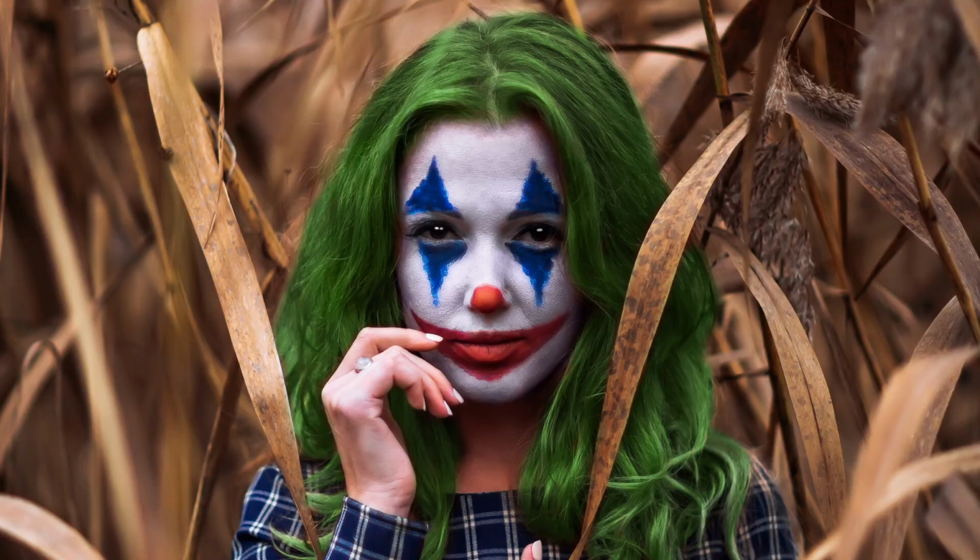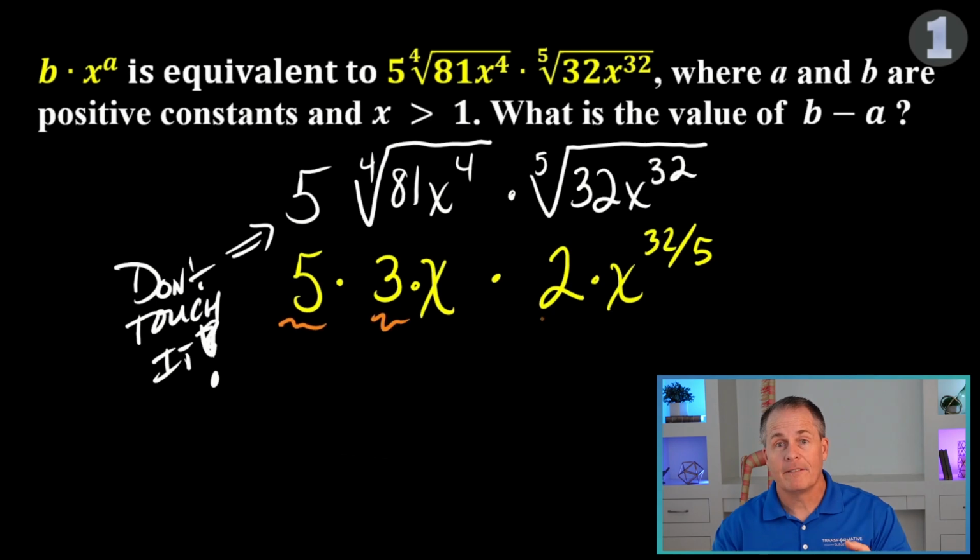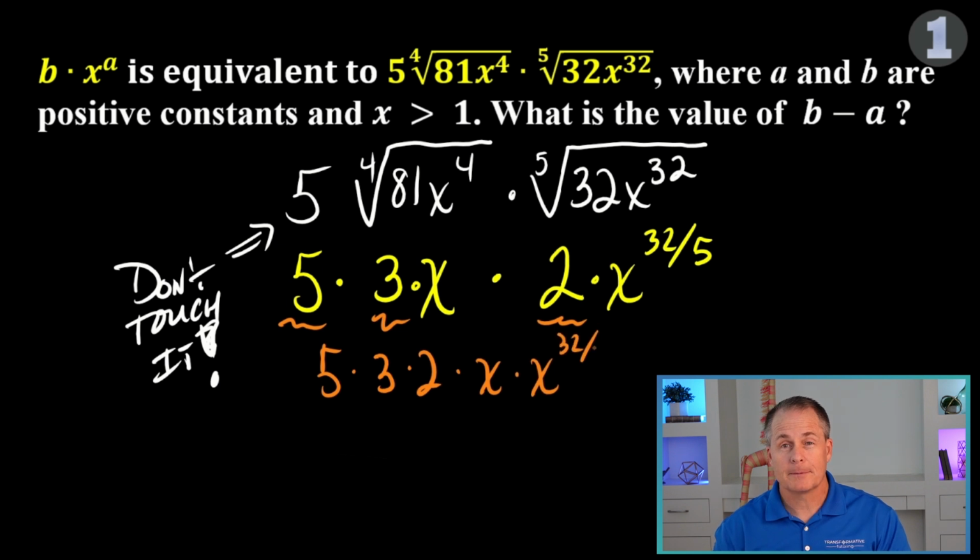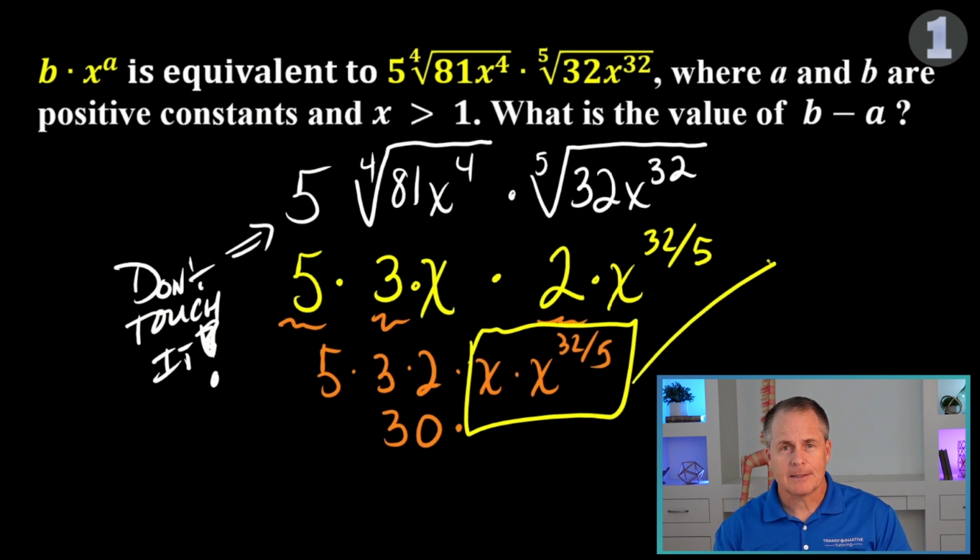Well, that's not very nice, but I'm not scared. Are you scared? So we have 5 times 3 times x times 2 times x to the 32 fifths power. We can multiply in any order. So let's do 5 times 3 times 2 and get 30. Now we need to simplify the x's. How do you do that?